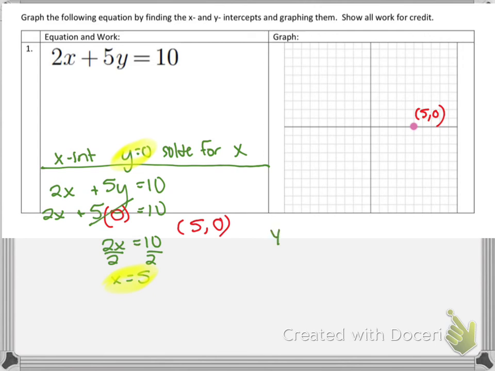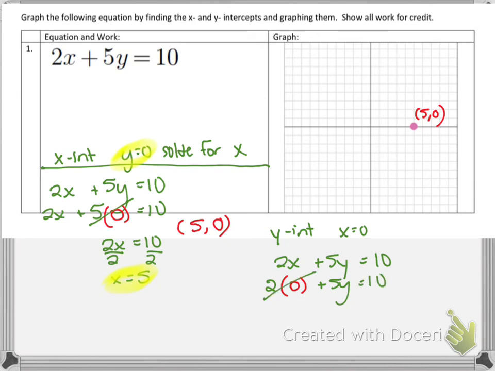So the y-intercept is found by setting x equal to 0 and then solving for y. So let's try doing that with this equation as well. So notice we start over from the beginning, and this time I'm going to let x be equal to 0. So I'm going to have 2 times 0 plus 5y equals 10.